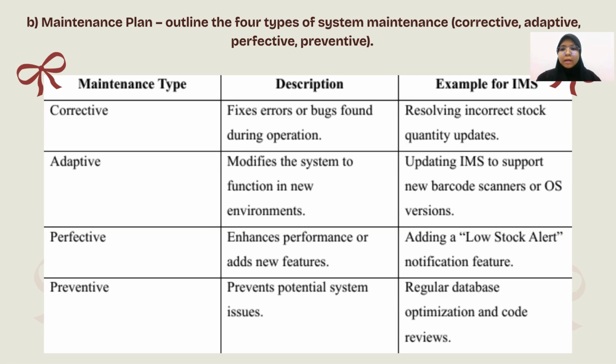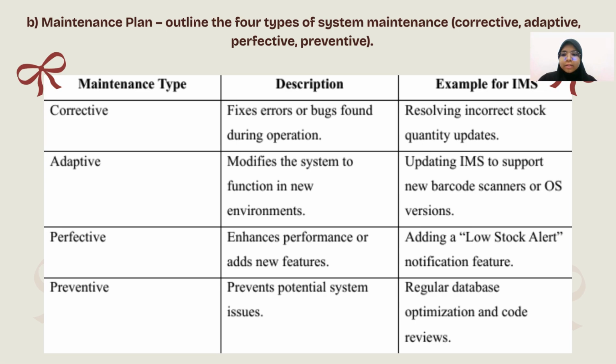B. Maintenance plan. Outline the four types of system maintenance. The first maintenance type is corrective. It is to fix errors or bugs found during operation. For example, resolving an incorrect stock quantity update. The second type is adaptive. It modifies the system to function in a new environment. For example, updating IMS to support a new barcode scanner or OS. The third maintenance type is perfective. It is to improve performance or add new features. For example, adding a low stock alert notification feature.